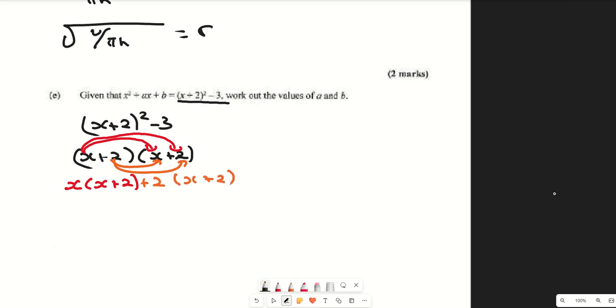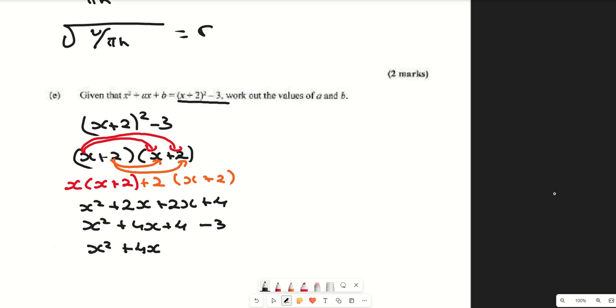Right? So this will be x by x is x squared. X by 2 is plus 2x. Then 2 by x is plus 2x again. And then 2 by 2 is plus 4. So that's x squared plus 4x plus 4. Right? And now we're going to bring in minus 3. Alright? So it's x squared plus 4x plus 1.